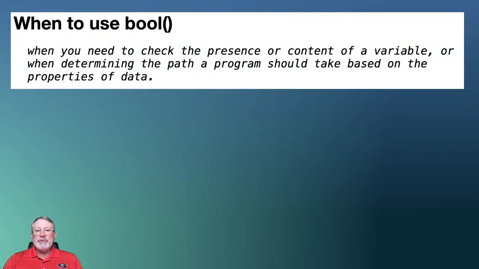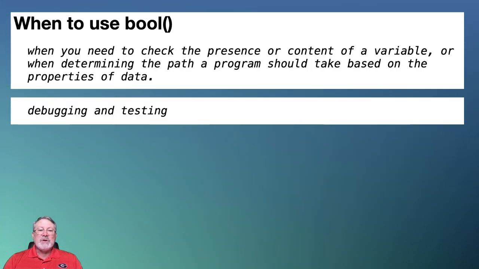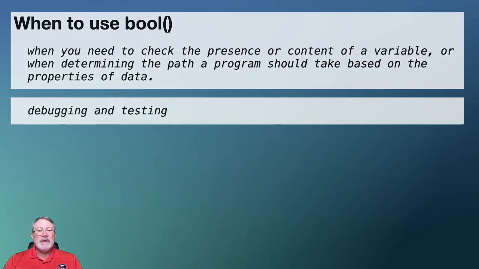You'll find bool particularly useful when you need to check the presence or content of a variable, or when determining the path a program should take based on the properties of data. It's also invaluable in debugging and testing, where determining the truthiness of expressions quickly is crucial.